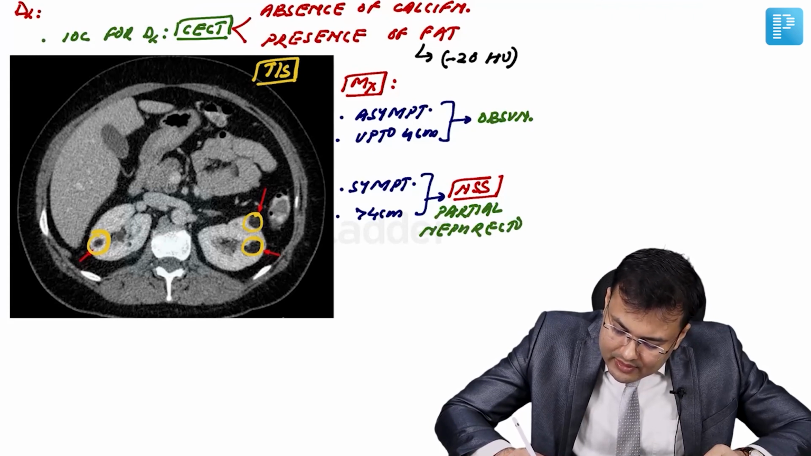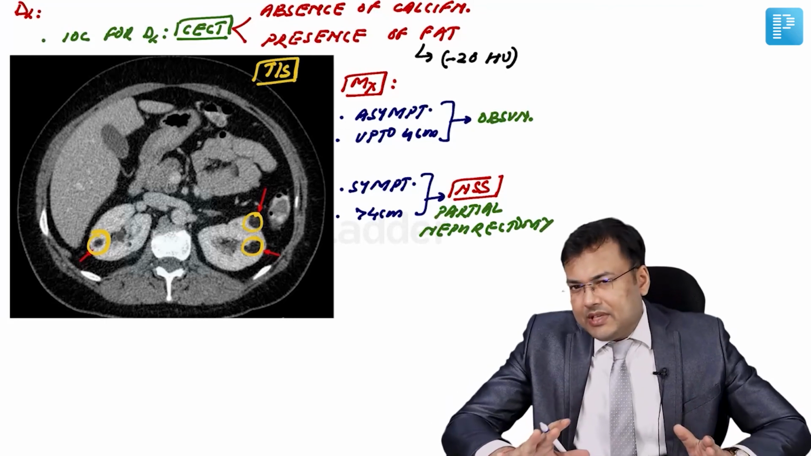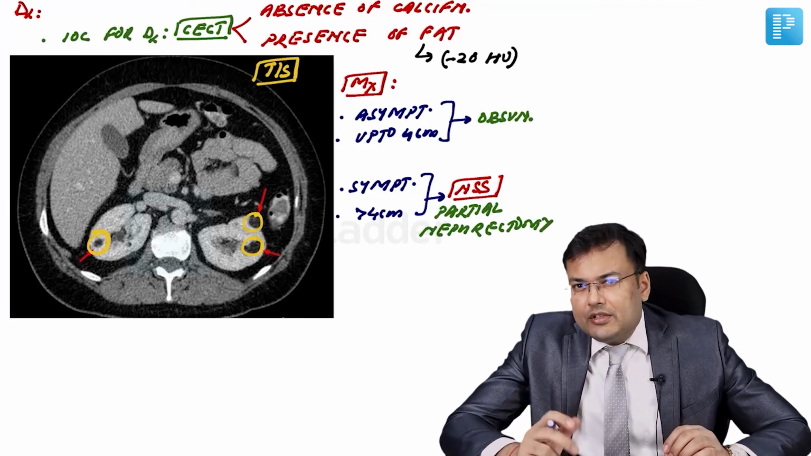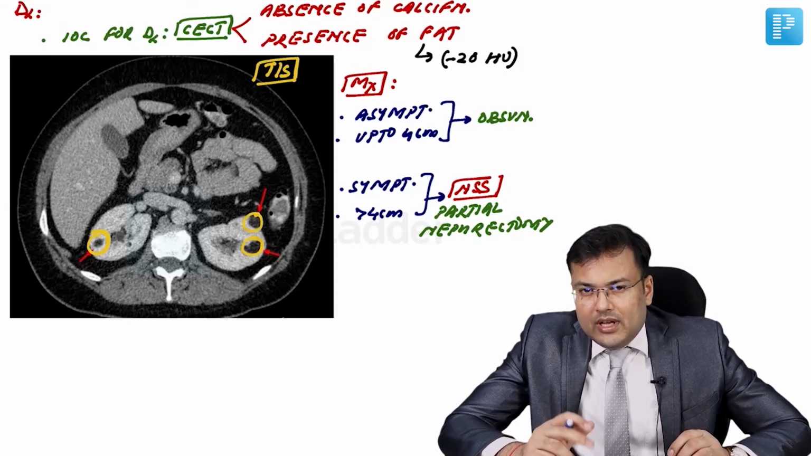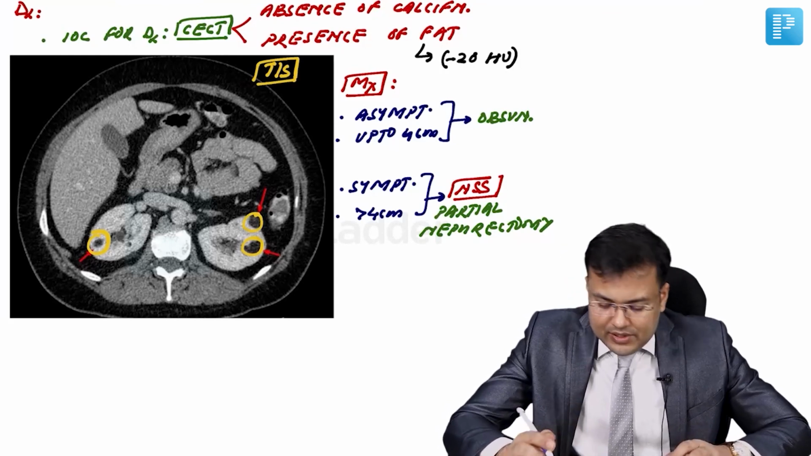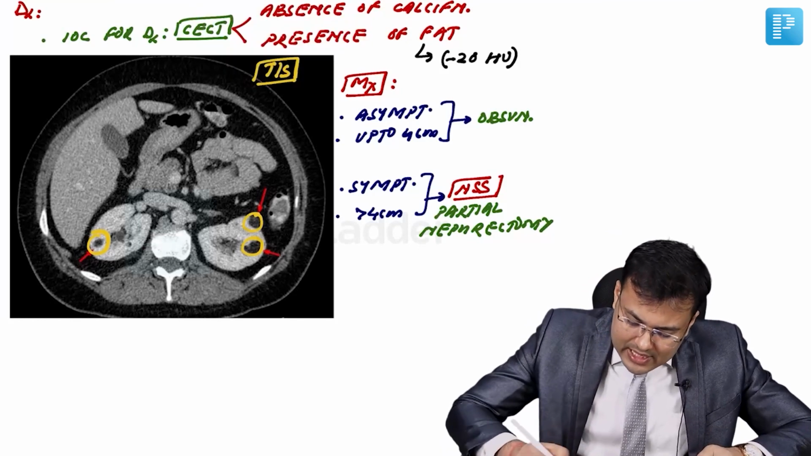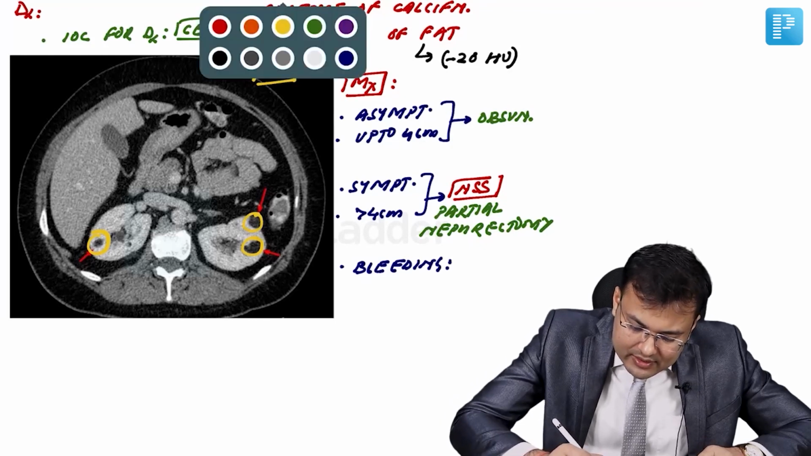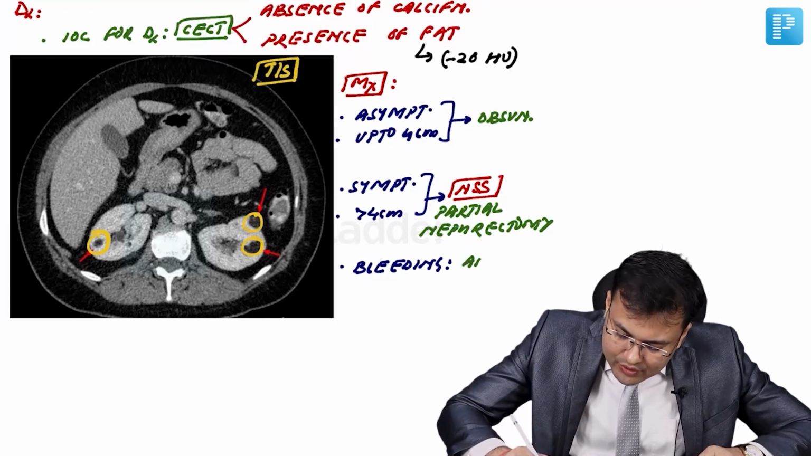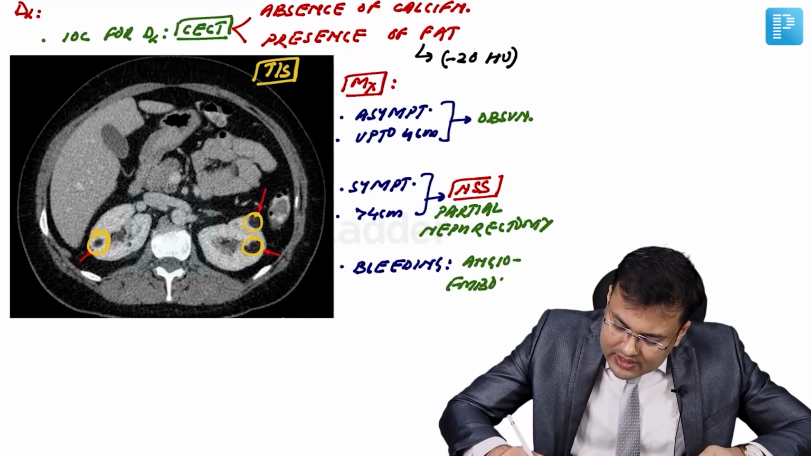Simple. Now imagine sometimes a patient comes to your emergency because of bleeding. If bleeding starts in the tumor, then we go for angioembolization. So for bleeding manifestations, we go for angioembolization. Clear? So this is how we manage angiomyolipoma.